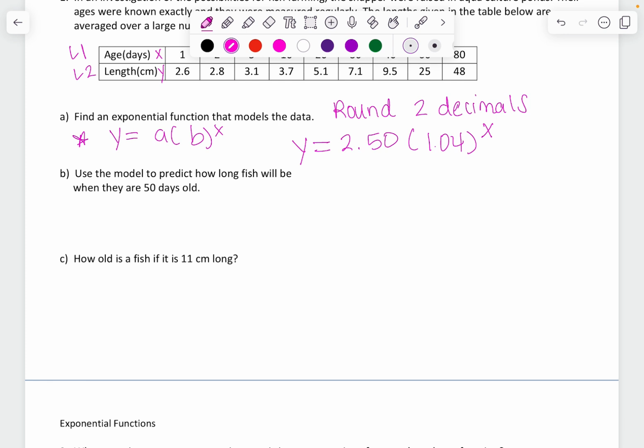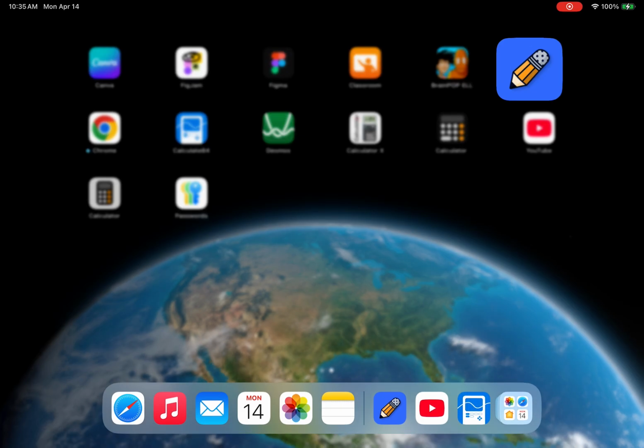Then I ask you, use the model to predict how long the fish will be when they are 50 days old. So I'm asking, if x is 50, what is y? I care about how long, so the length, which represents y. Okay, so if 50 is x, what is y? Is my question. Okay, so how am I going to do that? I need my table to figure that out. So I'm going to go to second, then I'm going to hit graph, and then hit my table, all right, to 50.